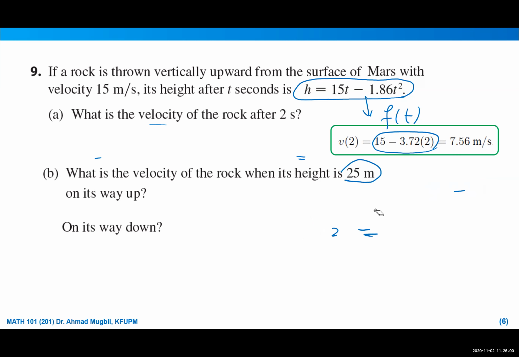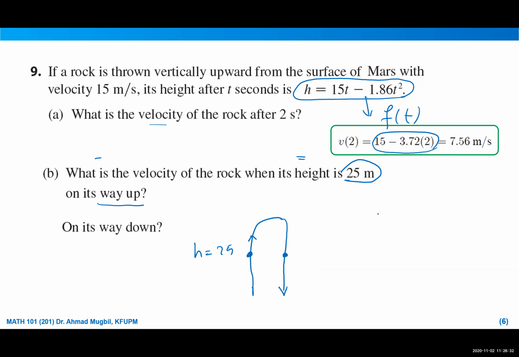Of course, on its way up and on its way down. What does that mean? At some point, at some time, the height h will be 25. And of course, when it is going down, at a different time, it will have the same height. So also at another time it will be here. So this means once when it is going up, and once when it is on its way down.